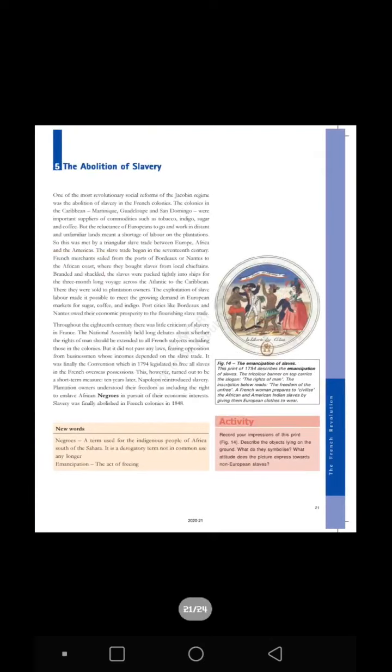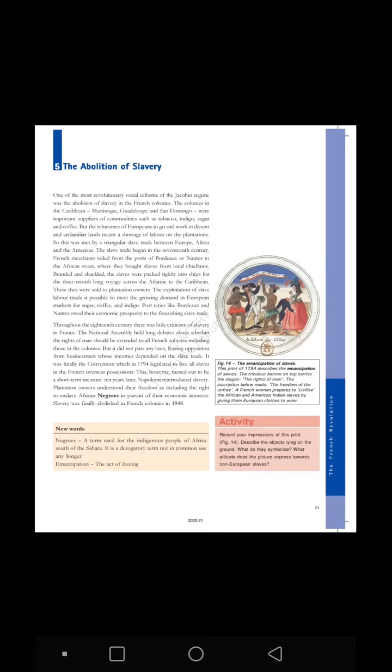5. The abolition of slavery. Take a look at figure 14. The emancipation of slaves. The print of 1794 describes the emancipation of slaves. The tricolored banner on top carries the slogan, The Rights of Man. The inscription below reads, The freedom of the unfree. A French woman prepares to civilize the African and American Indian slaves by giving them European clothes to wear.